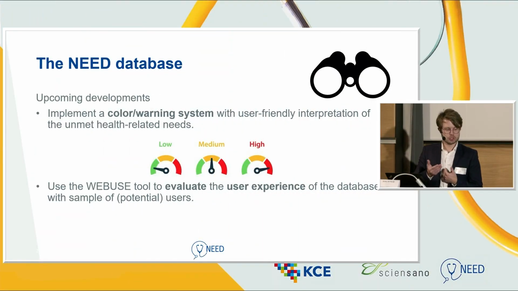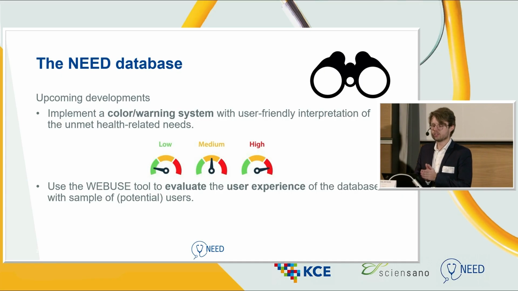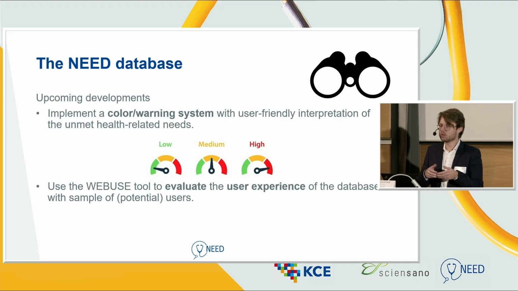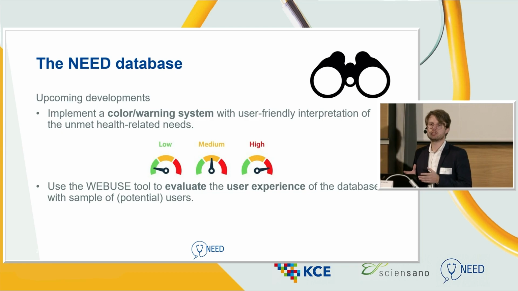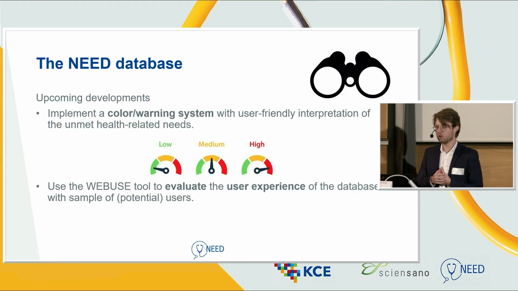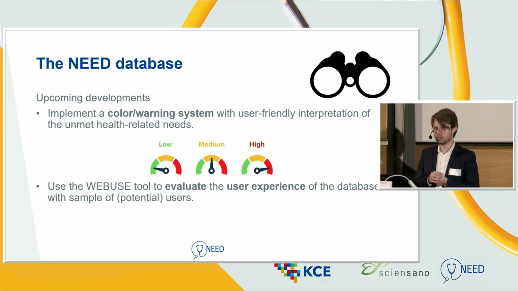If we look to the future, there are some upcoming developments. One of them, of course, is very important: to increase the usability. Somehow we have to come up with a color warning system, some kind of ranking, some kind of decision system where we can easily see which criteria have a very high unmet need, while for which ones this need would be a bit lower. And that is also very visible and very engaging in the data set.